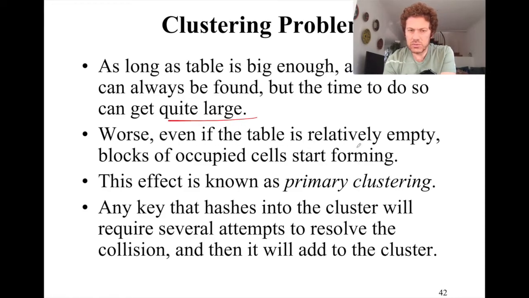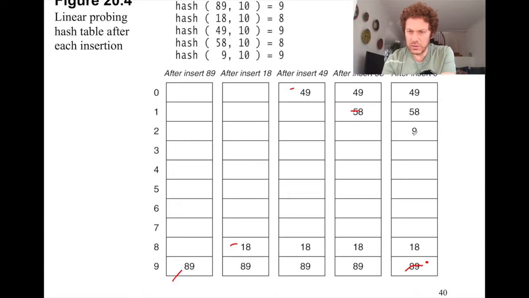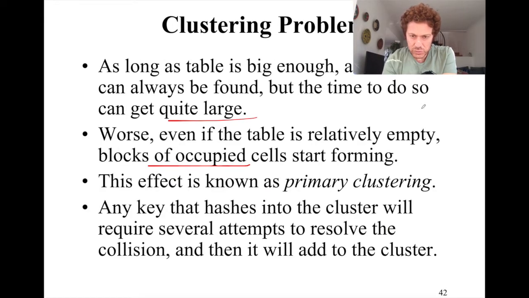Worse, even if the table is relatively empty, blocks of occupied cells start forming. In this, it is already starting here. All the millions of cells may be empty here, but if I am inserting something that needs to go to slot 8, I need to go through all this cluster. It is all connected, right from here, a cluster of size 5. So this is called the primary cluster problem, and any key that hashes into the cluster will require several attempts to resolve the collision, and it will also grow the cluster, so it will make the situation worse.